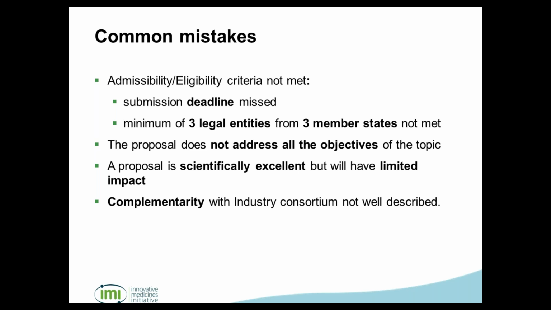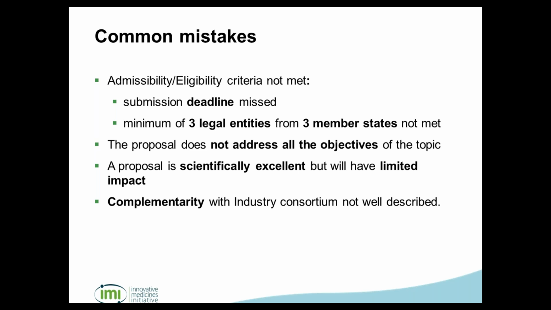There is a minimum number of legal entities you have to have, and it is 3 legal entities from at least 3 member states. If you don't have this, then your proposal will not pass this check and will not go through to evaluation. So please do make sure you have this. You should get a warning in the tool if you don't, but yes, that's a minimum standard.